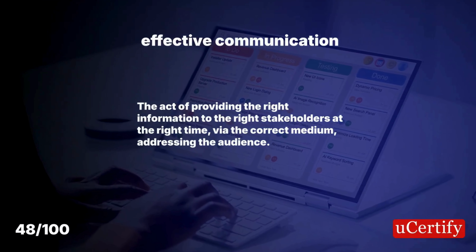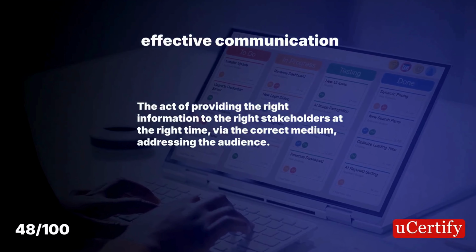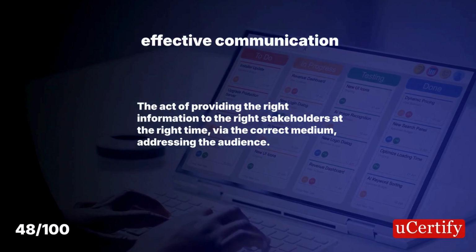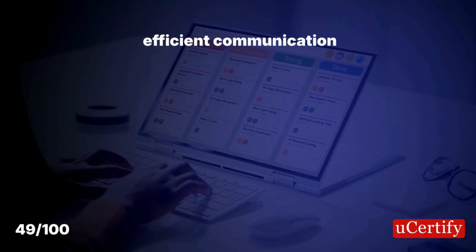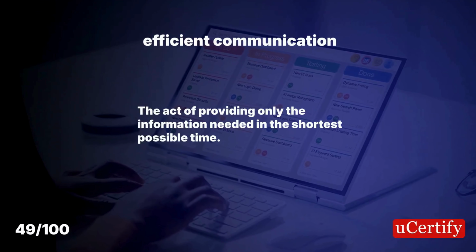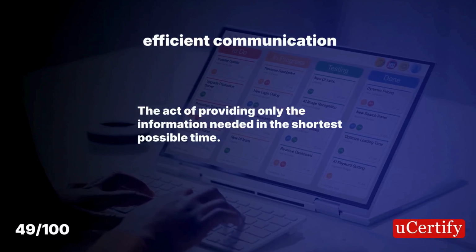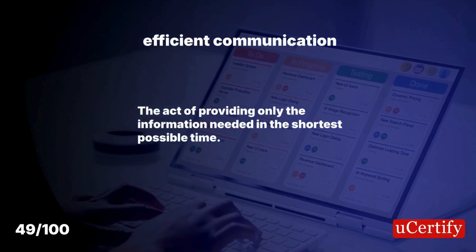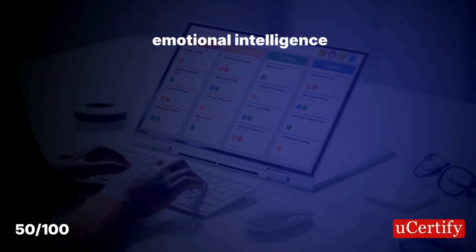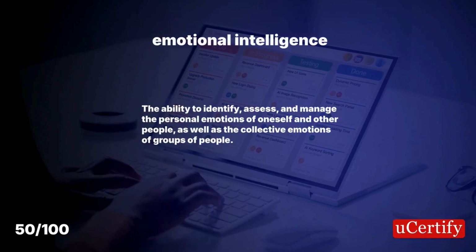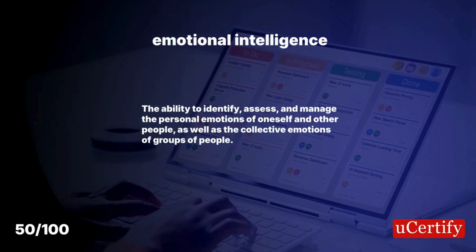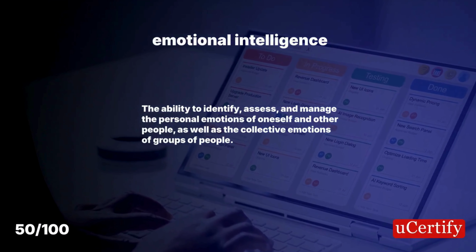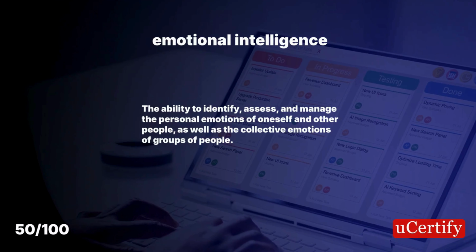Definition: the act of providing the right information to the right stakeholders at the right time via the correct medium, addressing the audience. Term: efficient communication. Definition: the act of providing only the information needed in the shortest possible time. Term: emotional intelligence. Definition: the ability to identify, assess, and manage the personal emotions of oneself and other people, as well as the collective emotions of groups of people.